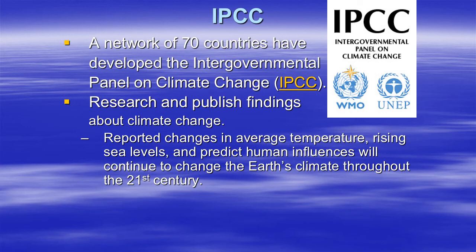The IPCC is a network of 70 countries who report to each other the average temperatures, how much the sea level has risen. They all get together to predict human influences and how it will continue and what our future is going to be like if we continue going down the same path.